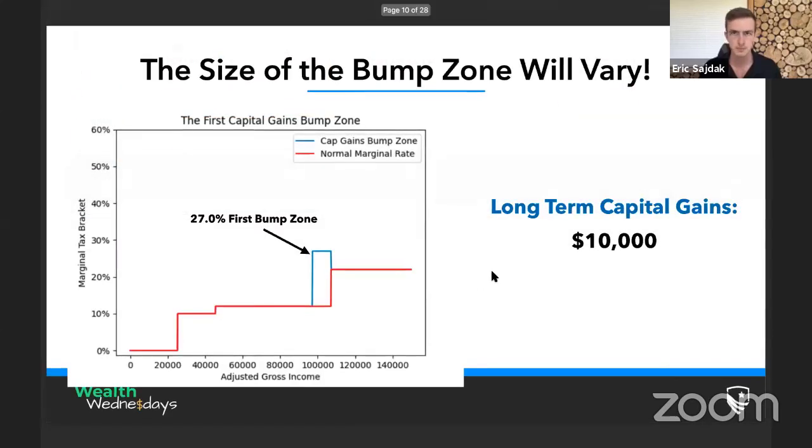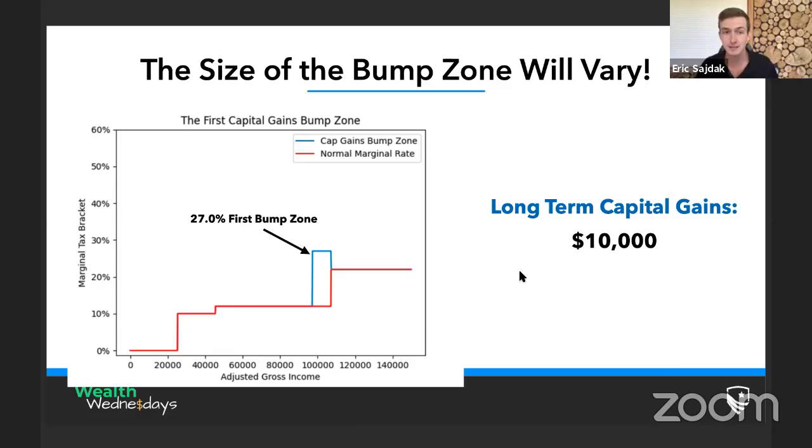Okay. And so an important thing to think about is that the size of this bump zone will vary depending on how much you have in long-term capital gains. Previously we've talked about the Social Security tax torpedo and how that varies for everybody depending on how much you have coming from Social Security. That torpedo would vary differently for everybody. The spot where you would see those increases in taxes would vary. For the capital gain bump zone, these are located in the same spot on everybody's tax graph, I should say.